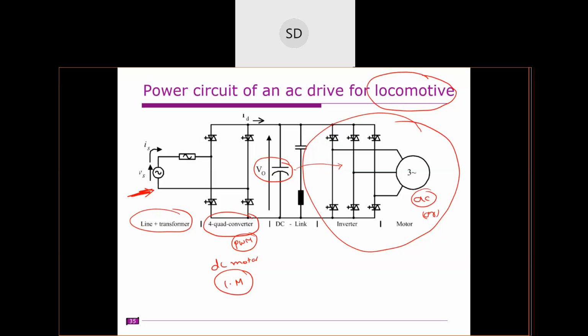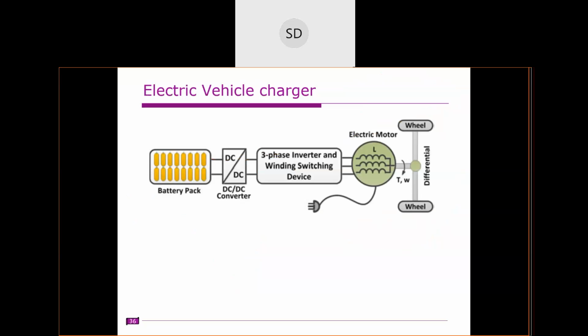The main advantage here is that this is 4 quadrant, right? That means the power we can feed back to the source side. We actually need to feed power back to the source side. So this is a schematic of this locomotive, that is a train engine.